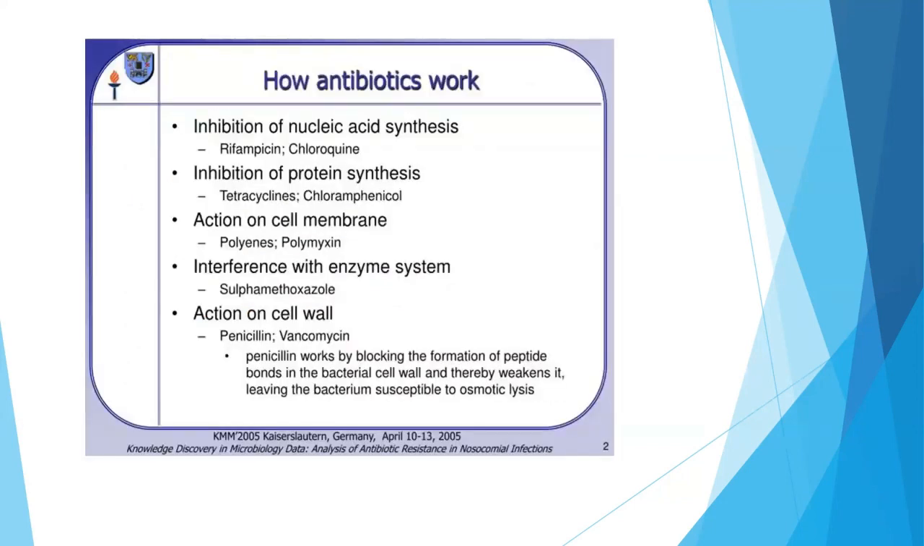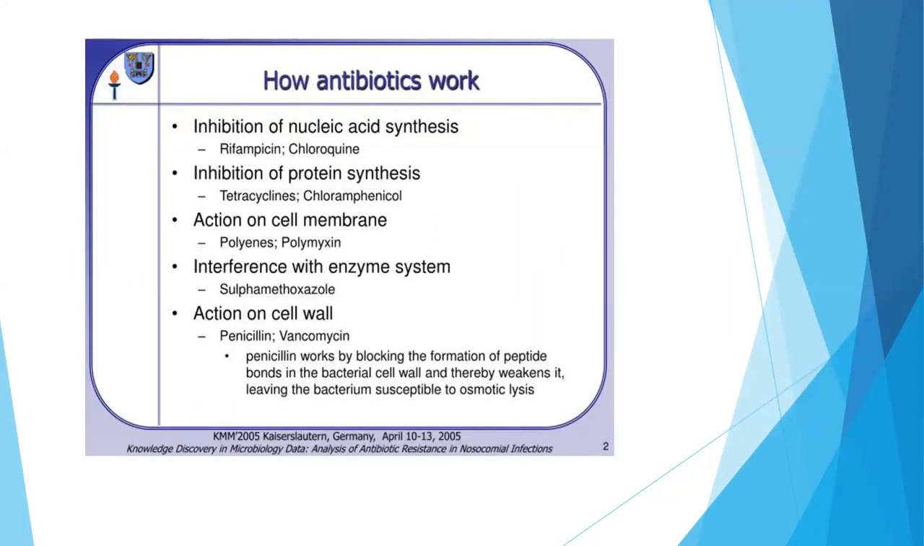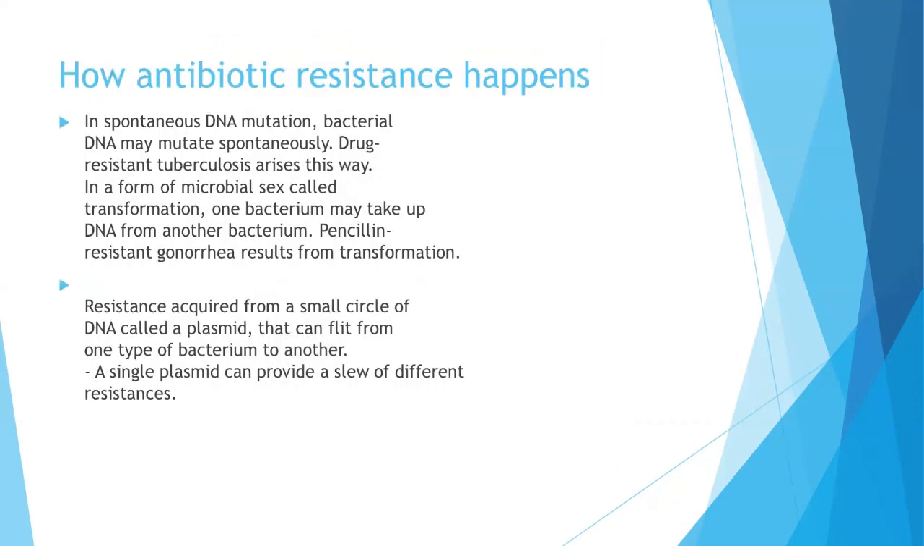So how do antibiotics work? Antibiotics work by inhibition of nucleic acid synthesis, for example rifampicin, chloroquine; by inhibition of protein synthesis, for example tetracyclines or chloramphenicol; by action on the cell membrane, like polyenes and polymyxin; or by interference with an enzyme system, like sulfamethoxazole. They can act on the cell wall, for example penicillin or vancomycin. Now, since this is how antibiotics work, the mechanisms of antibiotic resistance should be similar to these mechanisms. So how does antibiotic resistance actually happen?